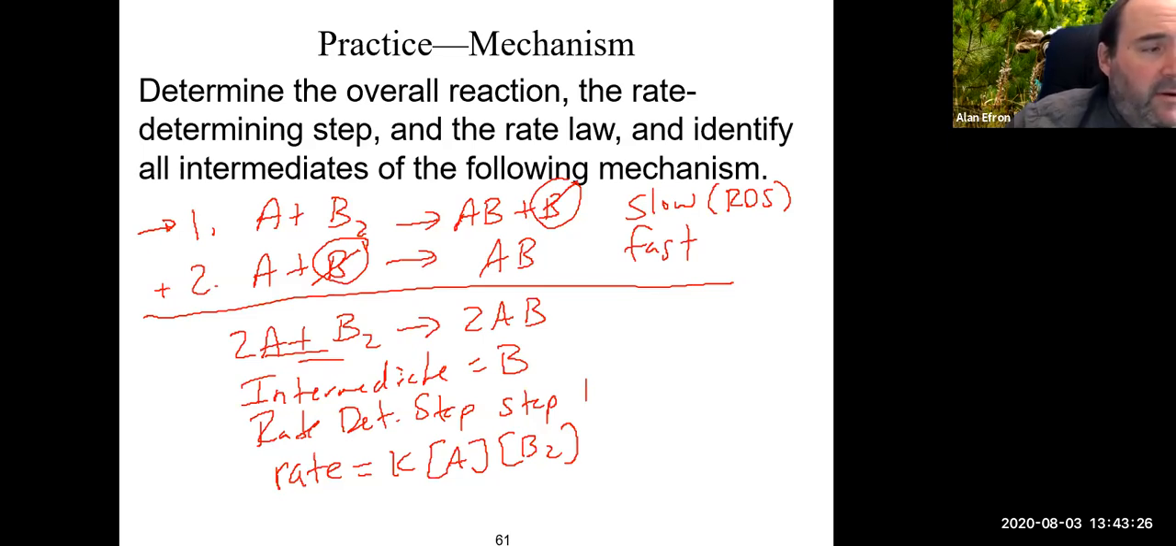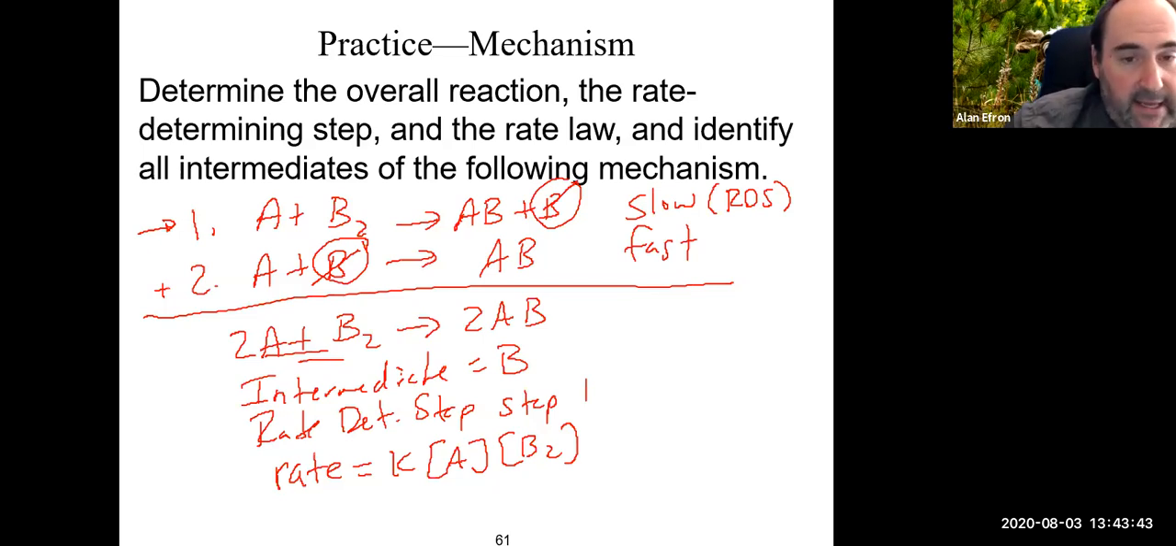Now, there are a couple of ways you can figure out this rate determining step. Like I said, probably the easiest one is they tell you, hey, this is the fast step, this is the slow step, and it's always going to be the one labeled slow that is your RDS, like the one we see on the screen here.